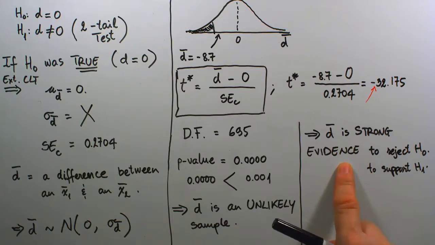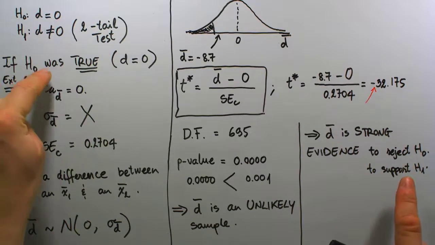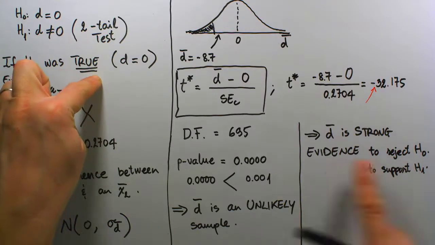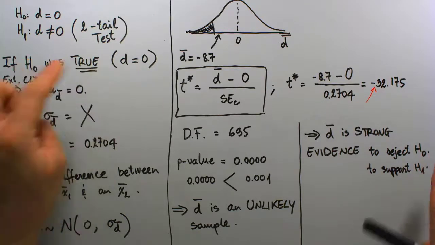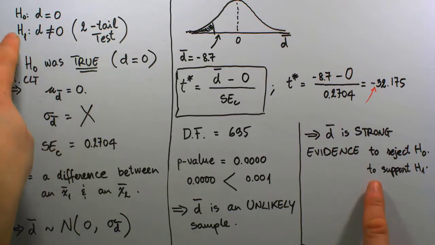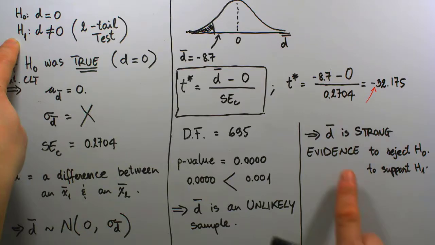And so reject H sub 0, because H sub 0 was at first accepted to be true, and now we have strong evidence to reject that. But it also means, logically the same, supporting H1 with this strong evidence.